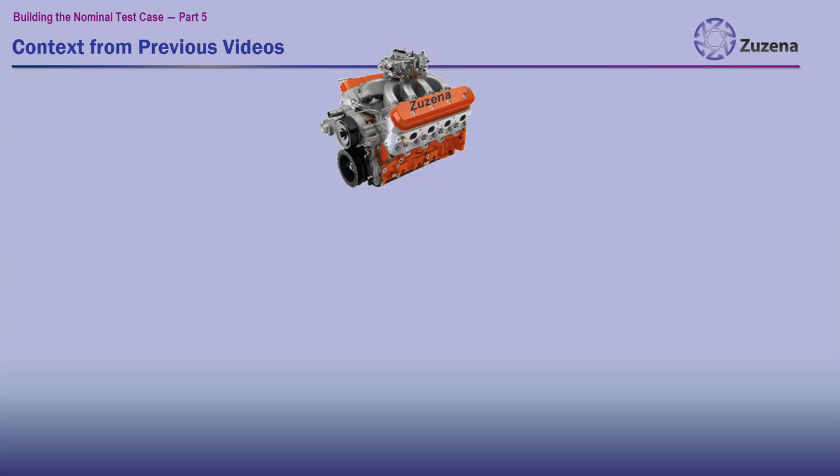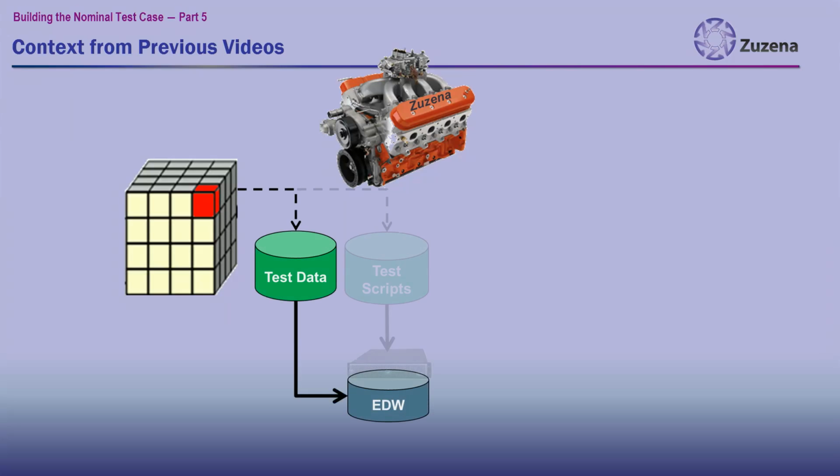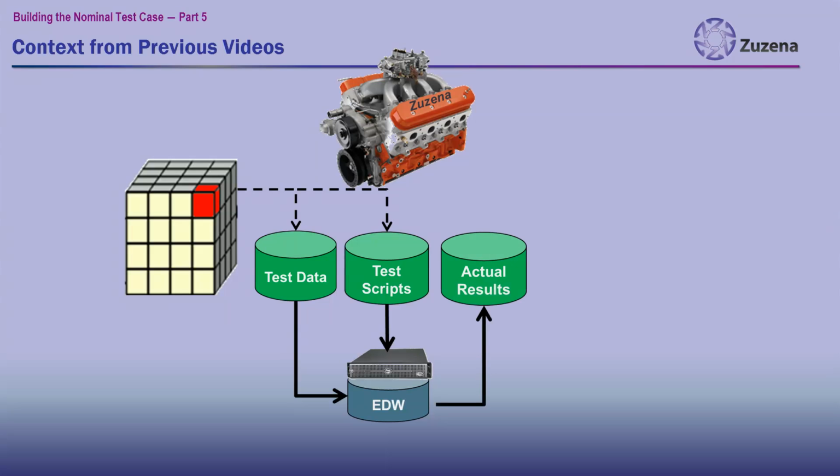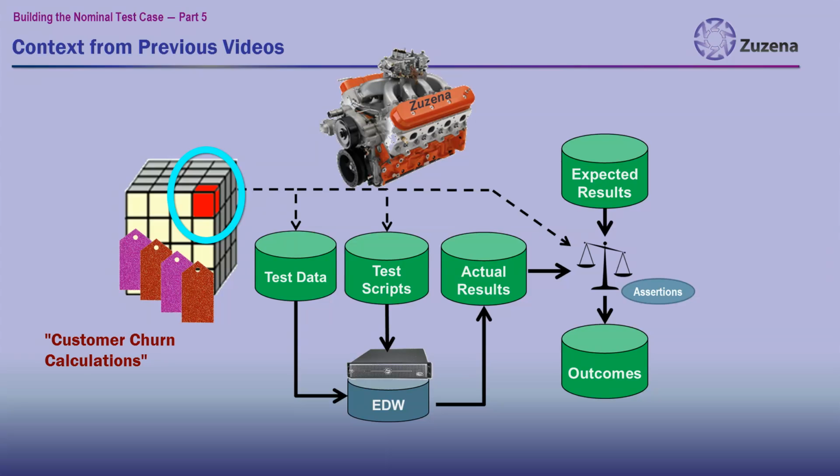In the previous videos of this series, we provided an overview and illustrated the first steps in creating a Zuzena test case. We introduced the capabilities of the Zuzena test engine and listed the goals of the test case we're building. We demonstrated how to create the blank test case container, label it with metadata tags, and add data staging steps. We also showed you how to run that test case individually and as part of a test suite.